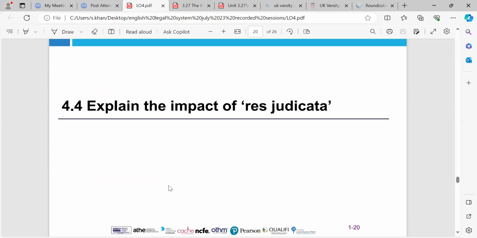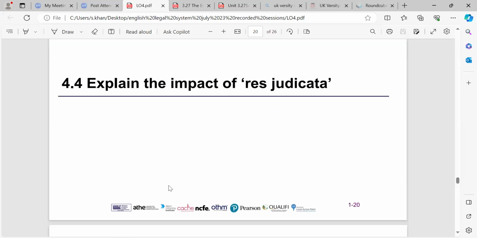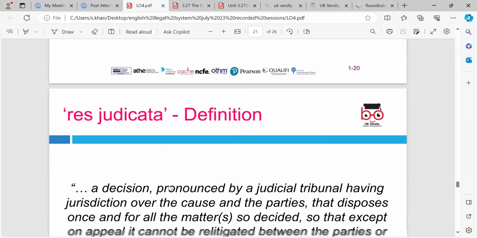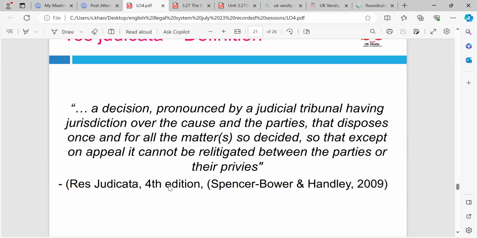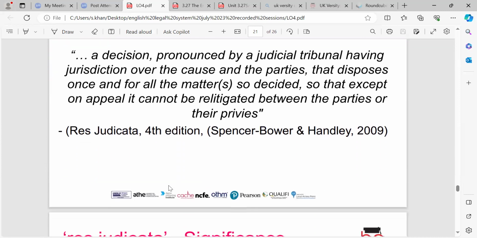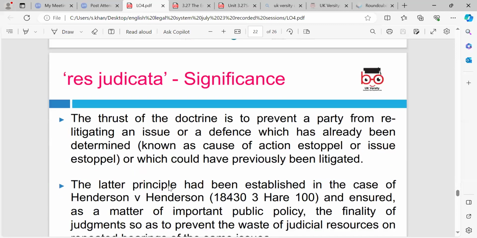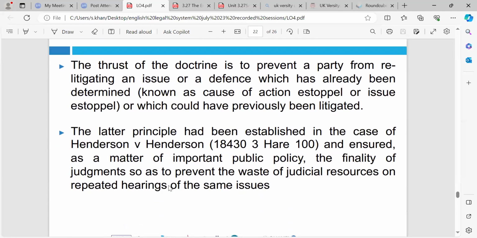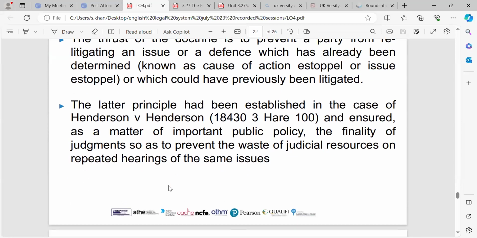We then went on to 4.4. We looked at the impact of res judicata, what the definition of it is within Spencer, Bowie and Hadley, 2009. Then we went on to the significance of res judicata with reference to the Henderson and Henderson case. It is a doctrine to prevent a party from relitigating.